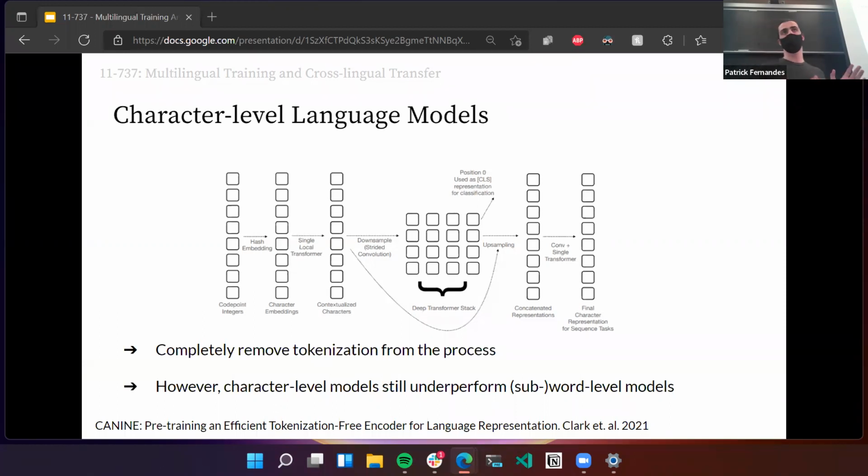And it seems to work for the particular task they tried, which is TyDi QA. There's also another paper called ByT5, which tries to do something very similar to T5, and they also seem to get decent performance. However, I do want to point out that in general, with the evidence that we have right now, they're still subpar compared to subword models.